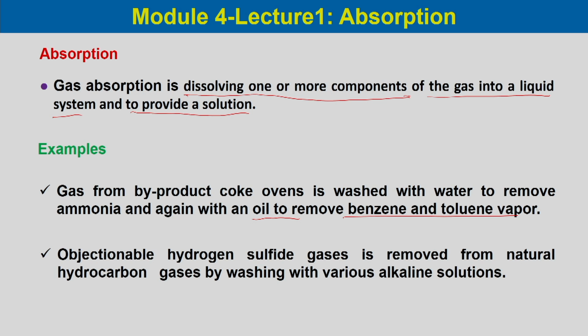Another example is the objectionable hydrogen sulfide gas, which is sometimes present in natural hydrocarbon gases and is separated with various alkaline solutions. Hydrogen sulfide is a very corrosive gas and is generally not preferred in natural gas for its use in different purposes, so we need to remove it. Being an acidic gas, we need alkaline solutions to remove it.